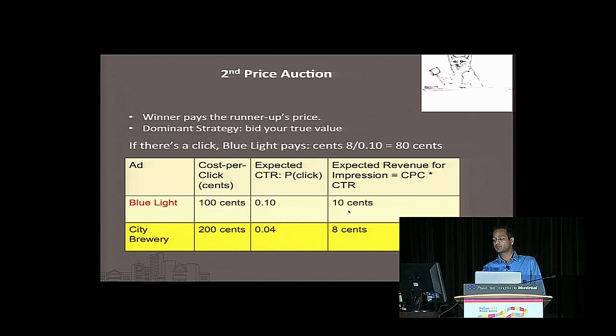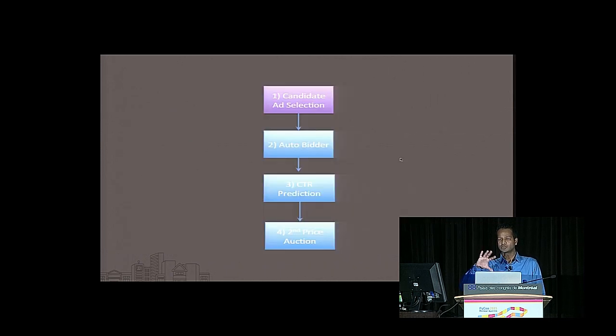However, it would not pay what it bid. Pretending as if the runner-up is the price, we take the revenue from the runner-up, which is 8 cents, and then we divide by the click-through rate for Blue Light, which is 0.1. So Blue Light would actually pay 80 cents. And it can be shown that the second price auction system is optimal in terms of everybody bidding the true value, etc. Now, I will walk you through each of these components in more detail.